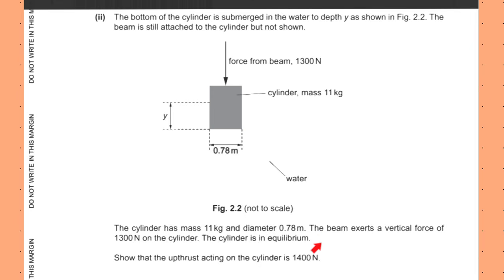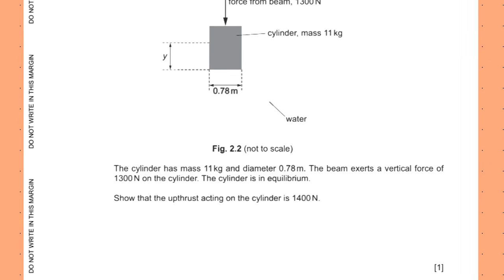The cylinder is in equilibrium. Show that the upthrust acting on the cylinder is 1400 Newtons. So if this is in equilibrium, this is pretty straightforward, that the weight would just be equal to the upthrust, and there's also the 1300. So upthrust is upwards and then weight is downwards, and that force 1300 is also downwards. That's okay, I've written it the other way around. So U is W plus 1300.